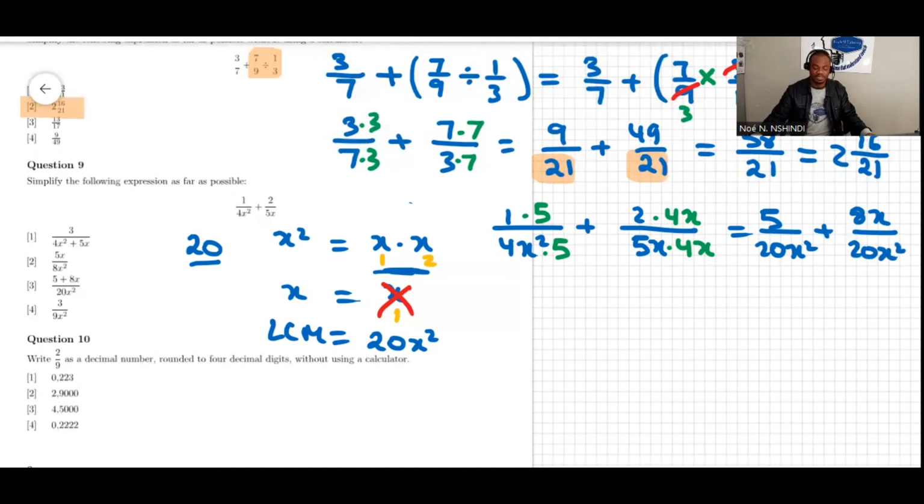At the time that the denominators are common, we can just add the numerators. We can write it like 5 plus 8x over 20x squared. So, which is alternative 3. That's the correct answer. So, the correct answer is alternative 3.